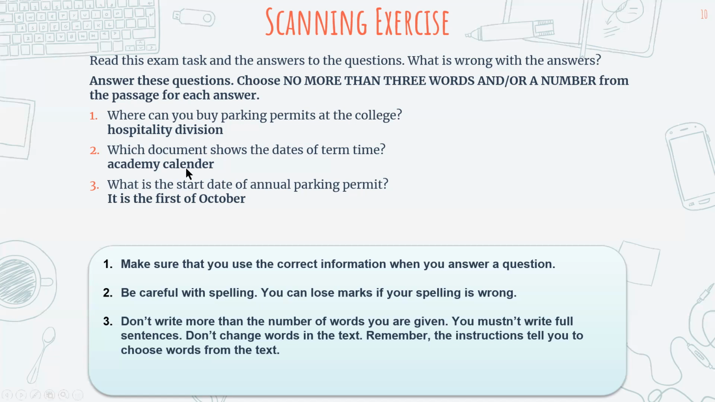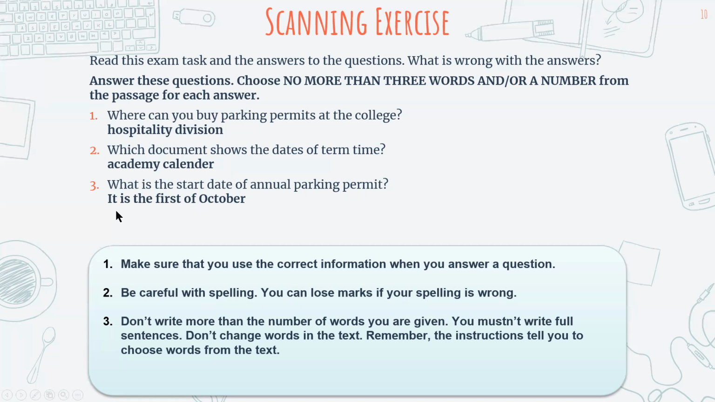The second question is also a mistake. It should be academic calendar. This is called academic calendar, and calendar is spelled wrong. It should be an A here, not E. So be careful with spelling. You can lose marks if your spelling is incorrect, is wrong. It says academic calendar in the text.